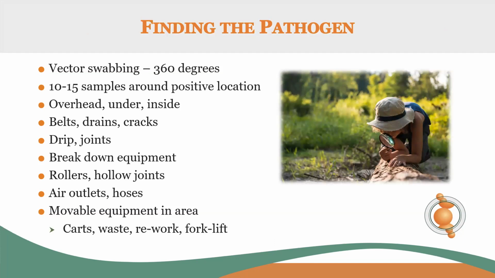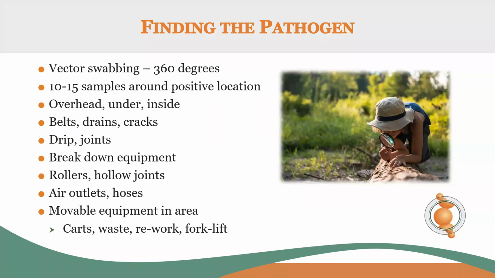When a positive is found, vector swabbing is conducted using a starburst pattern so that 360 degrees around the positive site is sampled. If additional positives are found in the vector sampling, then we will extend the vector sampling to determine the extent of contamination.